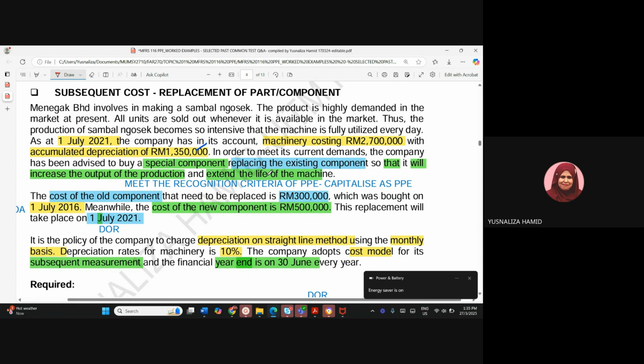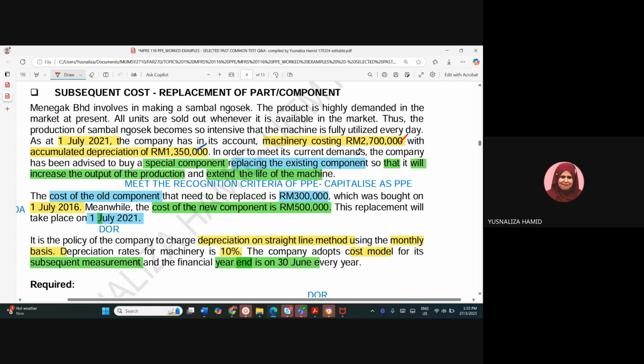The next one is you are informed the accumulated depreciation was 1.35 million. So remember, these are all the information that are relating to the machine before replacement.